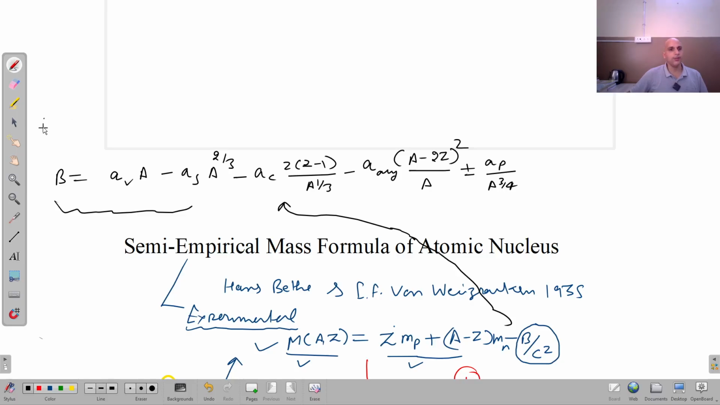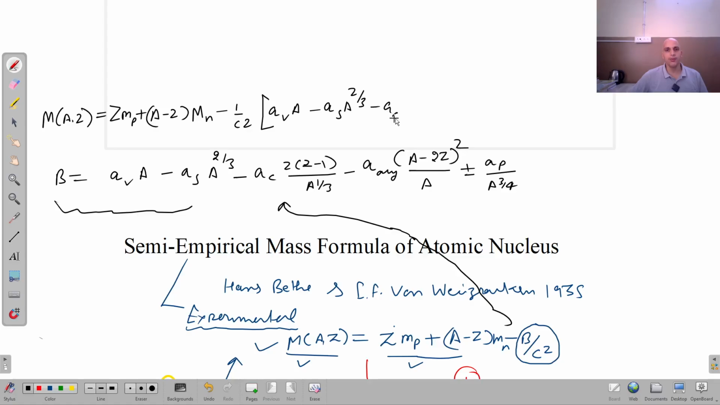Now the mass of the atom M(A,Z) is equal to Z times the mass of proton plus (A minus Z) times the mass of neutron, minus B upon c square, so 1 upon c square into: a volume energy term A, minus a surface energy term constant into A power 2 by 3, minus a Coulomb energy term into Z into (Z minus 1) divided by A power 1 by 3, minus a asymmetry energy term into (A minus 2Z) whole square divided by A, and then plus minus a pairing energy divided by A power 3 by 4.